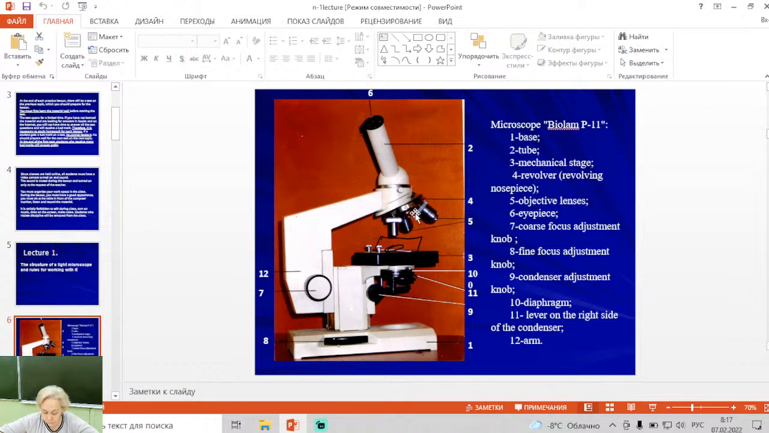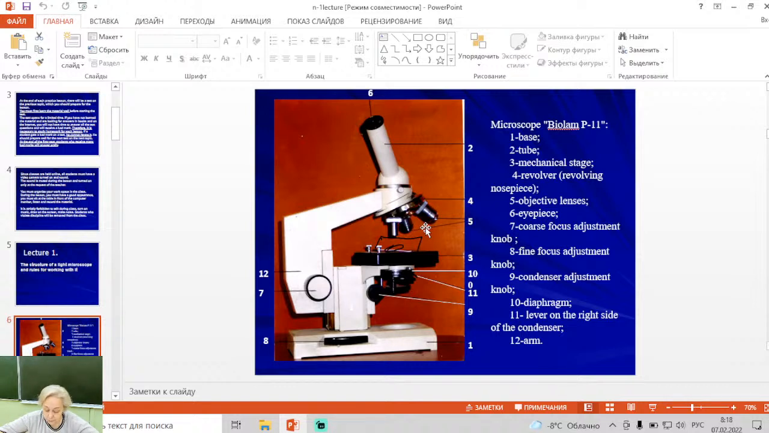A rotating plate, a revolver, number 4, in which there are 4 sockets for lenses, is situated on the opposite side, in this place. The objective lens is a lens system enclosed in a common metal frame. What you see is the objective lens, number 5. The lens is screwed into the socket of the revolver. The magnification of the lens is written on the side surface, on this side.